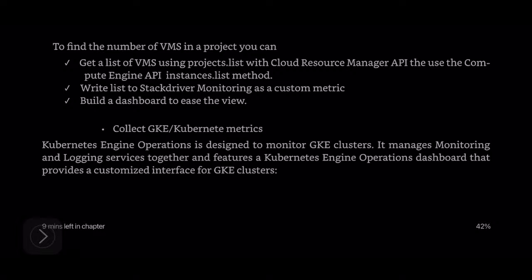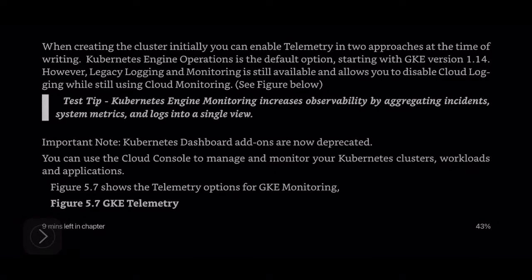Collect GKE Kubernetes metrics. Kubernetes Engine Operations is designed to monitor GKE clusters. It manages monitoring and logging services together and features a Kubernetes Engine Operations dashboard that provides a customized interface for GKE clusters. When creating the cluster initially, you can enable telemetry in two approaches. At the time of writing, Kubernetes Engine Operations is the default option, starting with GKE version 1.14. However, legacy logging and monitoring is still available and allows you to disable Cloud Logging while still using Cloud Monitoring.